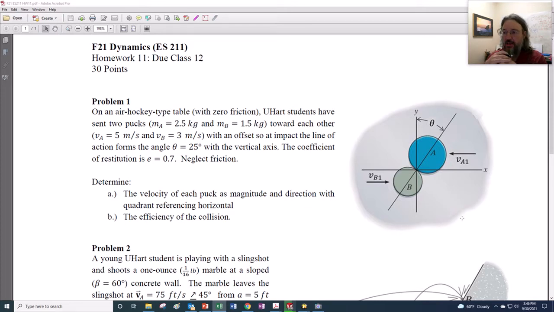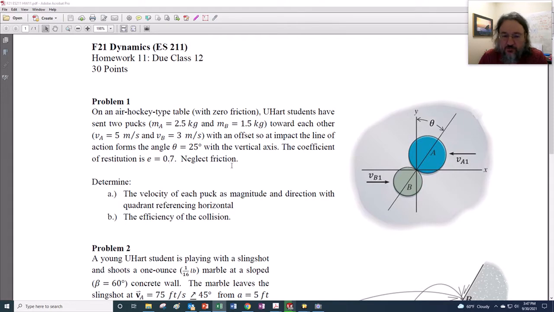So these are impact problems, collision problems, and we have these two pucks that are going to hit each other. This one, A, the blue one, is 25 kilograms and it's moving at 5 meters per second to the left. And this one, kind of green, is 1.5 kilograms, moving 3 meters per second. They're offset so that the angle formed from the vertical is 25 degrees, and the coefficient of restitution is 0.7.